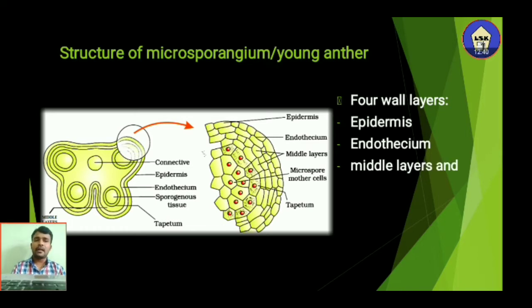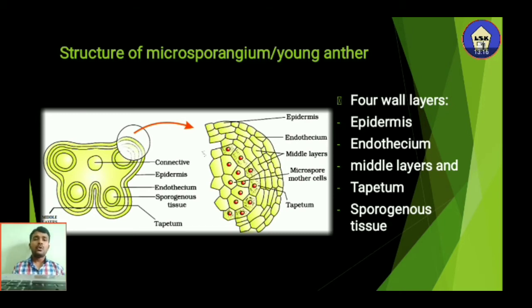Endothecium is followed by the middle layers. Middle layers are generally made up of 2 to 3 layers of compactly arranged cells. Of course, they will provide protection. Epidermis provides protection. Endothecium mainly helps in the dehiscence of the anther, and the middle layer provides protection. Next, the innermost layer of the anther wall, a very important layer, is called the tapetum. So tapetum is the innermost layer of the anther wall, and it is specially nutritive in function. We will discuss the tapetum later.